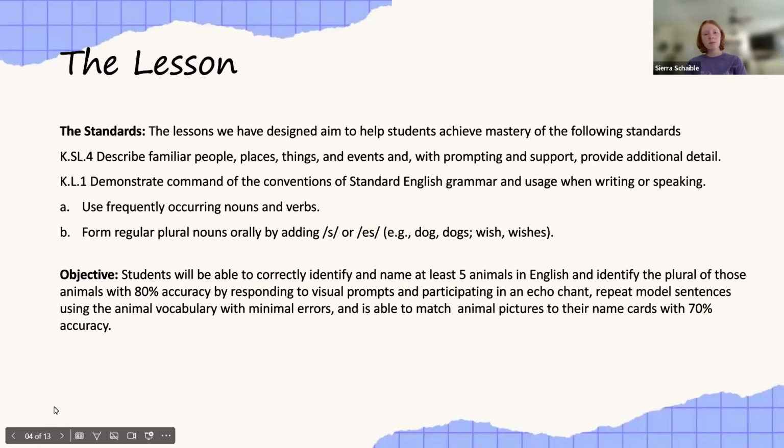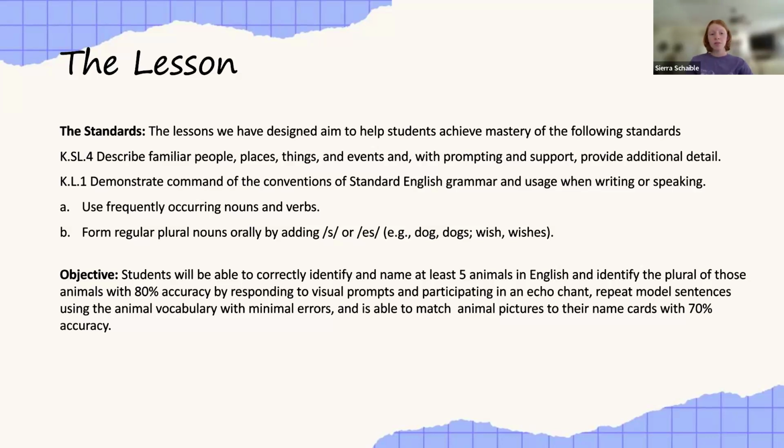The lessons we have designed aim to help students achieve mastery of the following standards. Describe familiar people, places, things, and events, and with prompting and support, provide additional detail. Demonstrate command of the conventions of standard English grammar and usage when writing or speaking. Use frequently occurring nouns and verbs. Form regular plural nouns orally by adding s or es. For example, dog, dogs, wish, wishes.